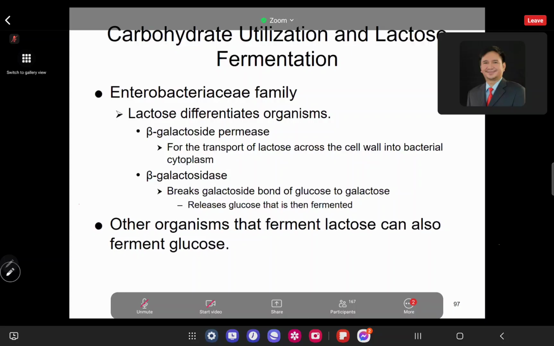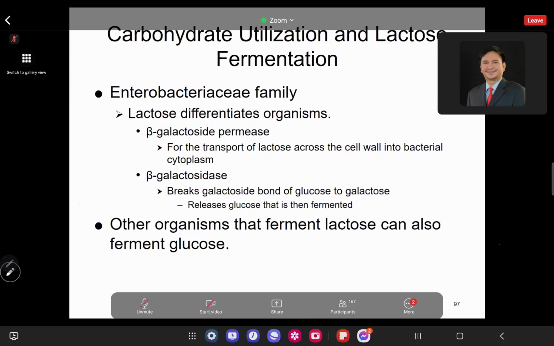Now we have the carbohydrate utilization and lactose fermentation role in Enterobacteriaceae. So lactose fermentation differentiates organisms. We have your beta-galactosidase permease, which transports lactose into the bacterial cytoplasm. And then we have your beta-galactosidase, which breaks your lactose into glucose and galactose, enabling fermentation. So we have lactose fermenters and the non-lactose fermenters.